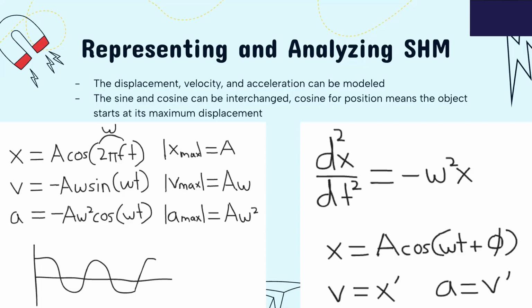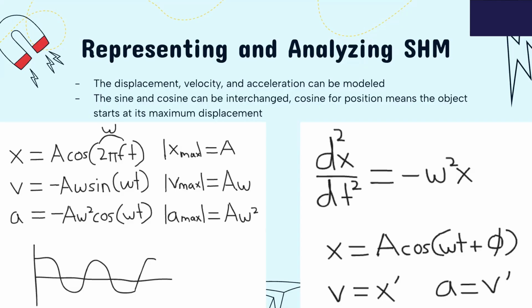And below we have what it looked like. That's what a sinusoid looks like. Also, note that acceleration has to be equal to minus omega squared x. This condition must be true for simple harmonic motion to occur.